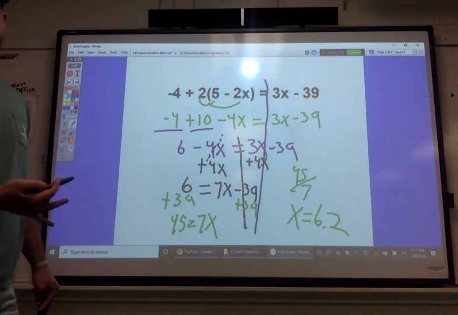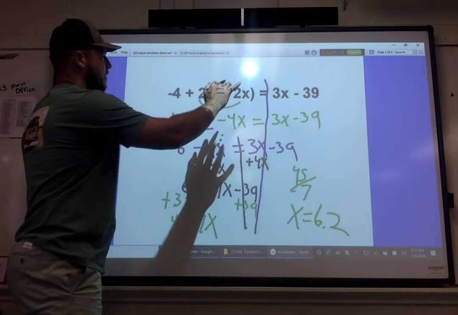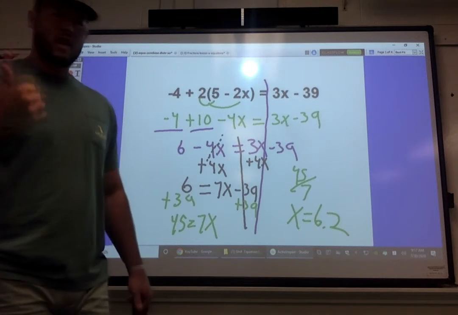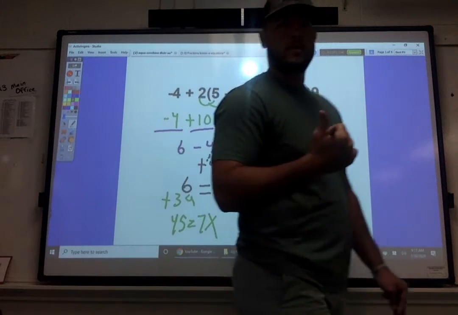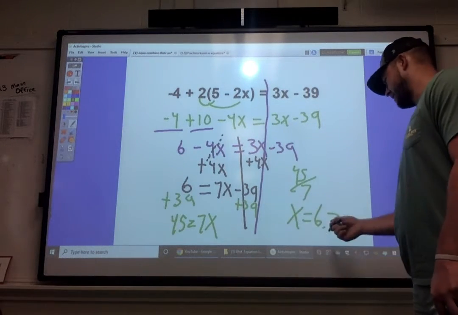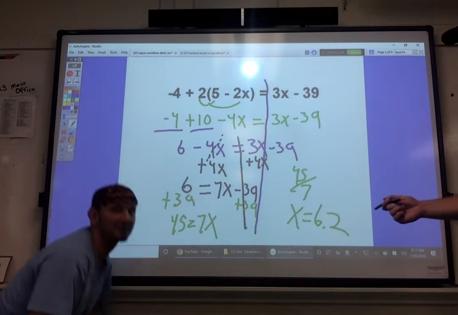So now our x is by itself, right? We had x's on 2 different sides of the equal sign. We had a distributive property. So this is a pretty intense problem. But as long as we follow our checklists, we do the things in the correct order, we can get our variable by itself and find our answer. Right? Correct. And here we go.